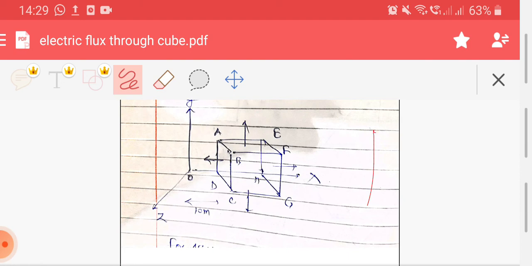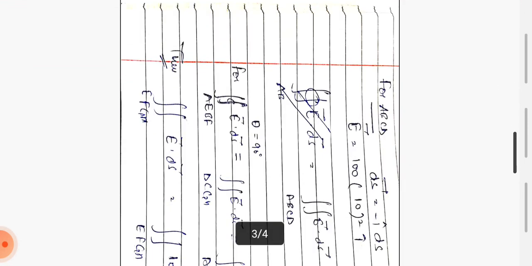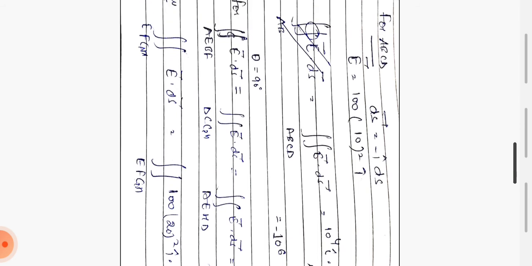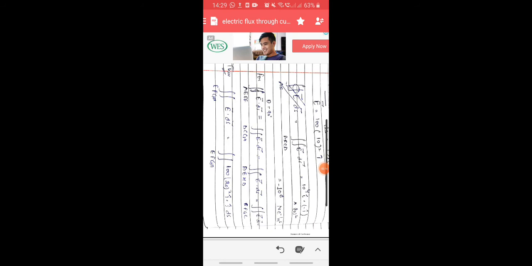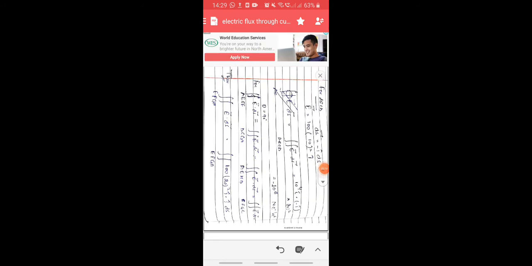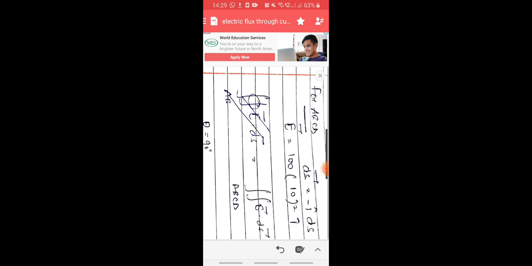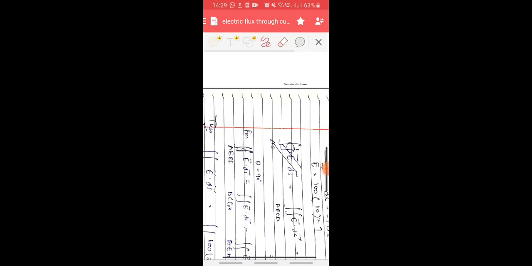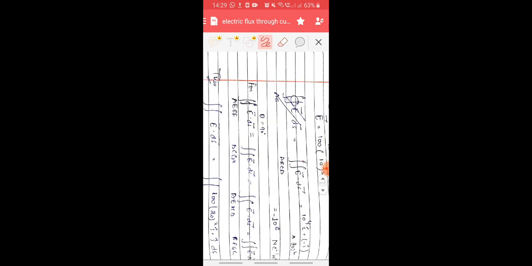After that, moving further, what I'll get, the calculation is now of this sort. You can see the calculation I have done in front of you. This is a very basic and primitive calculation. So ds vector for ABCD is minus ds i cap, and at this location the value of x is 10, so I put only 10. By doing so, you have to do all the calculation.